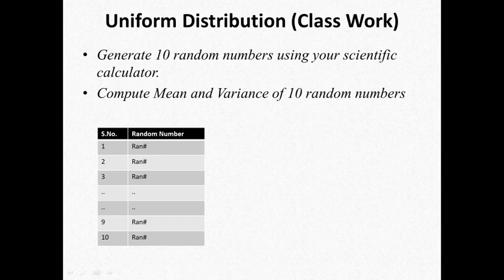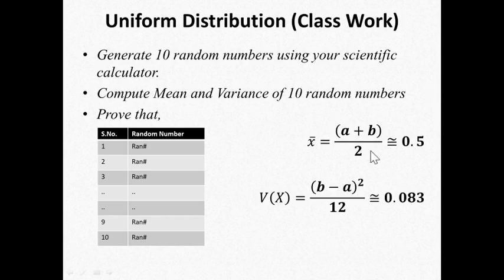and then you have to find the mean of this data of 10 random numbers and then compute the variance of the same data of 10 random numbers, and finally prove that the mean is approximately equal to 0.5, which is the theoretical value of pseudo random number uniform distribution, and the variance can be calculated using the calculator, and it is closer to the theoretical value of variance.